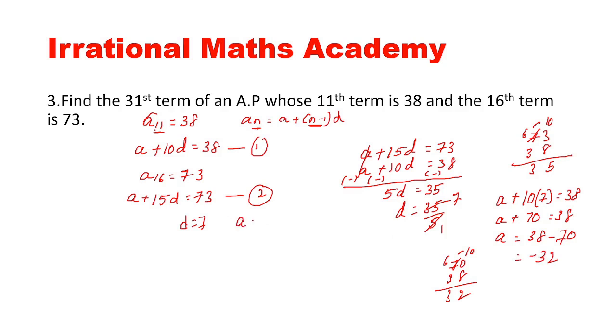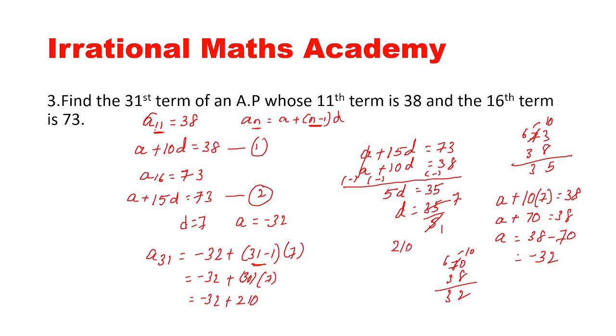Here, note down this A value equal to minus 32. With this we are not yet done, because they are asking us to find the 31st term, A31. A value is minus 32 plus 31 minus 1 into D value, which is 7. So minus 32 plus 31 minus 1, 30, into 7. Minus 32 plus 7 3s are 21, and a 0.